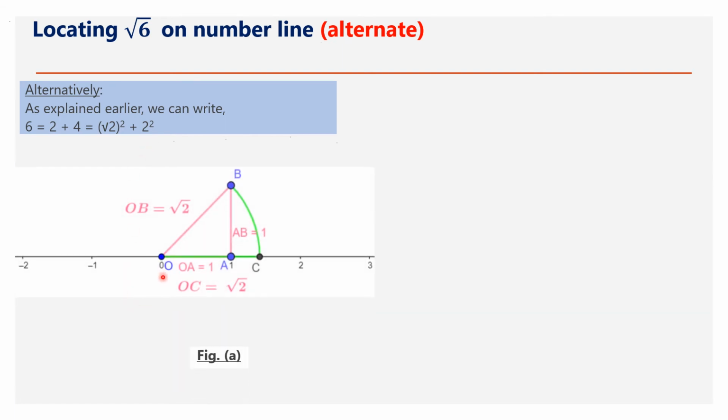We have on the number line O at 0 and A at 1. So we have the line segment OA and we have a perpendicular AB of 1 unit length. We have completed the right angle triangle OAB because base OA is 1 unit length and perpendicular AB is 1 unit length. Hypotenuse OB is square root 2. And we have drawn the arc with the center at O and radius OB intersecting the number line at point C. So point C corresponds to square root 2.